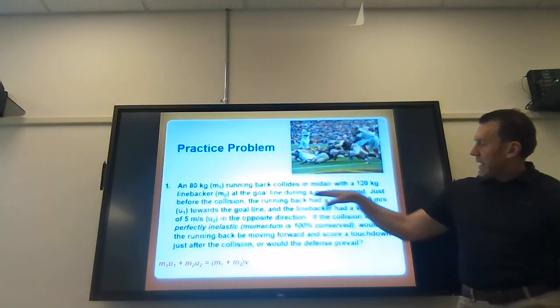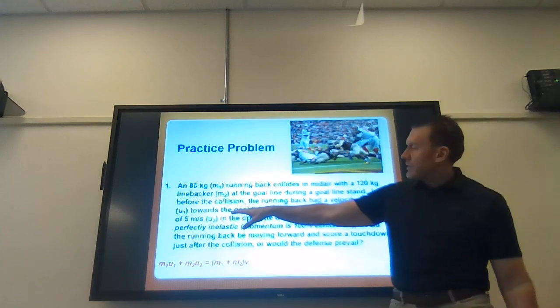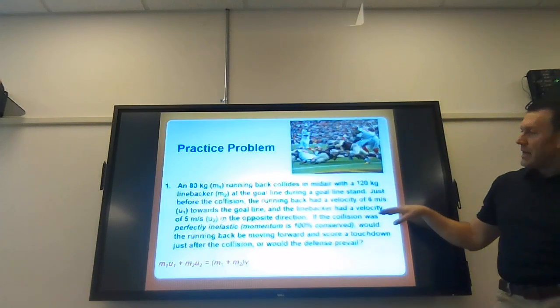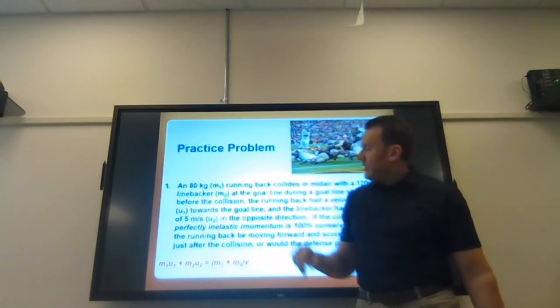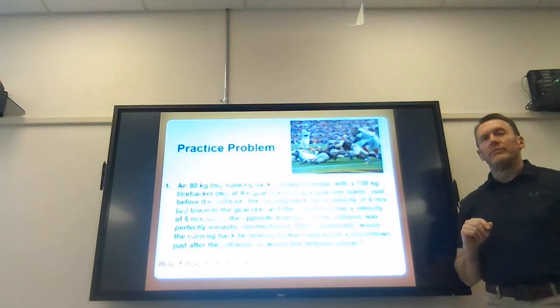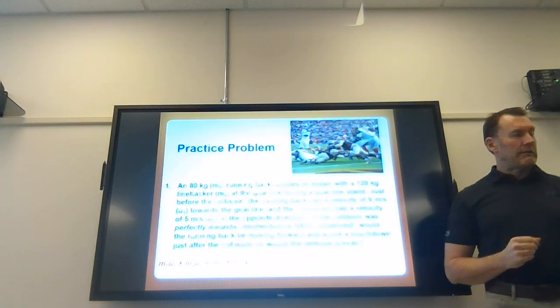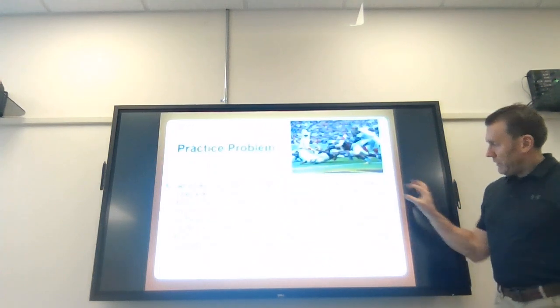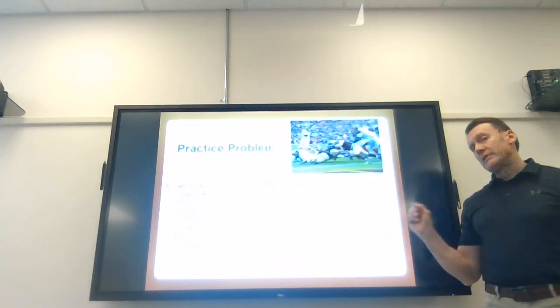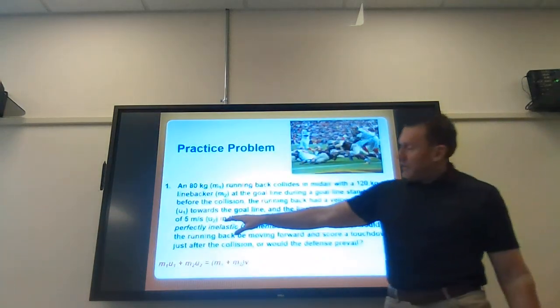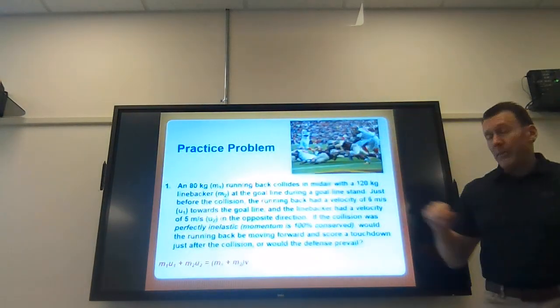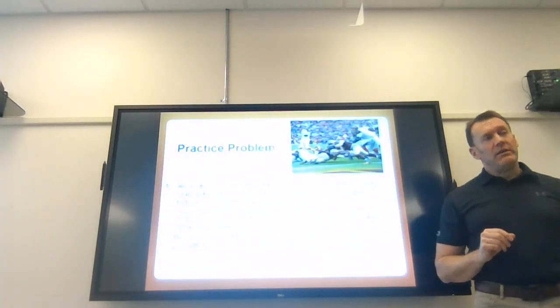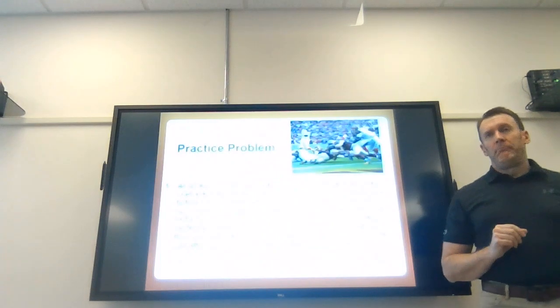The running back had a velocity of 6 meters per second towards the goal line, and the linebacker had a velocity of 5 meters per second in the opposite direction. Okay, so question, is velocity a vector? Yes. Let's call 6 meters per second positive. You will notice that the 5 meters per second is in the opposite direction, so that's got to be negative.